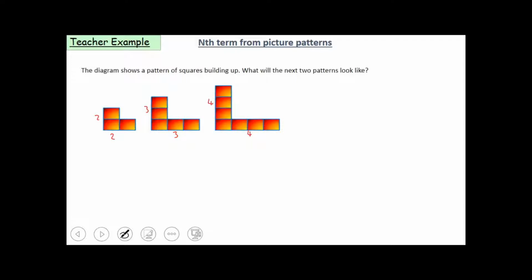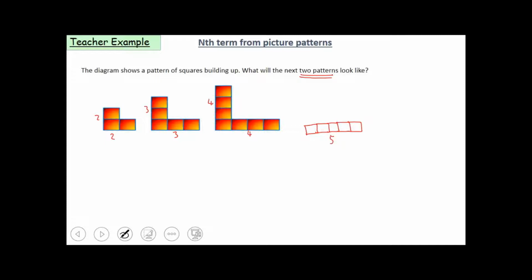And you have to be careful, the question says, what will be the next two patterns? So you must make sure you read the question. So what are the next two patterns going to look like? We know the next pattern after this is going to be five squares across and five squares going up. So if I start off up here, just draw one square here, two, three, four, and five. So we've got five squares going across and we've got five squares going up.